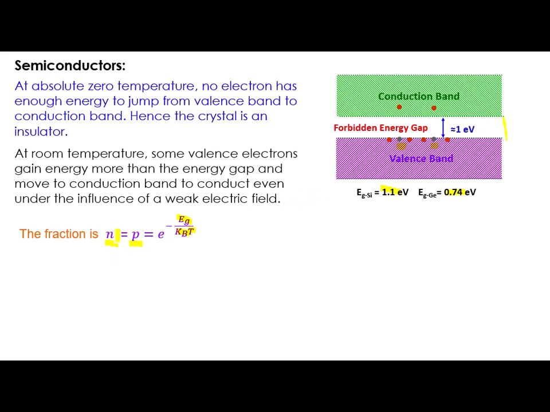Both the numbers are equal, and hence this equation reads like this: n, which is the number of electrons, and p, which is the number of holes, are equal, and they are equal to a number given by the formula e to the power minus Eg divided by kBT. Since in a semiconductor Eg is very small, with very little temperature you can get a very high number of electrons for the process of conduction. We will do some numericals based on this formula.